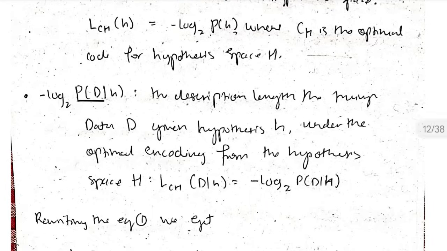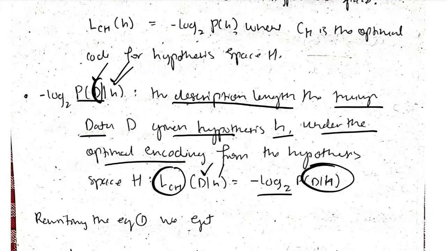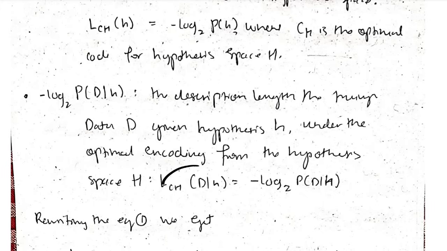And what is P(D|H)? The probability of D given H has occurred. So what is the length of the training set D given the hypothesis H? It is the description length of the training data given the hypothesis H under the optimal encoding. Then we can write L_C_H of D given H as log 2 of P(D|H). We'll just make substitutions, this one and this one, in place of this and this.